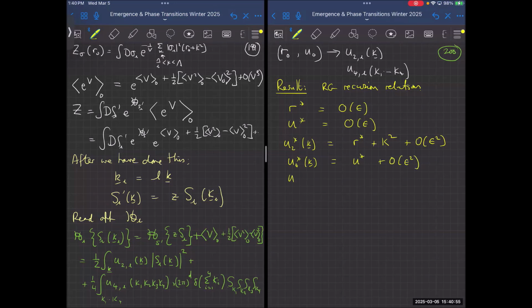And then there are new terms, U6 star of all the k's, that is order epsilon squared. There's terms U8 star of k, and so on, again of order epsilon squared. So I generate, just as we did with the real space renormalization group, new terms in k space. The Hamiltonian started off as a quartic field theory, and it's going to end up as a field theory with every term in it generated, with k dependence and everything. It's a terrible, terrible mess.